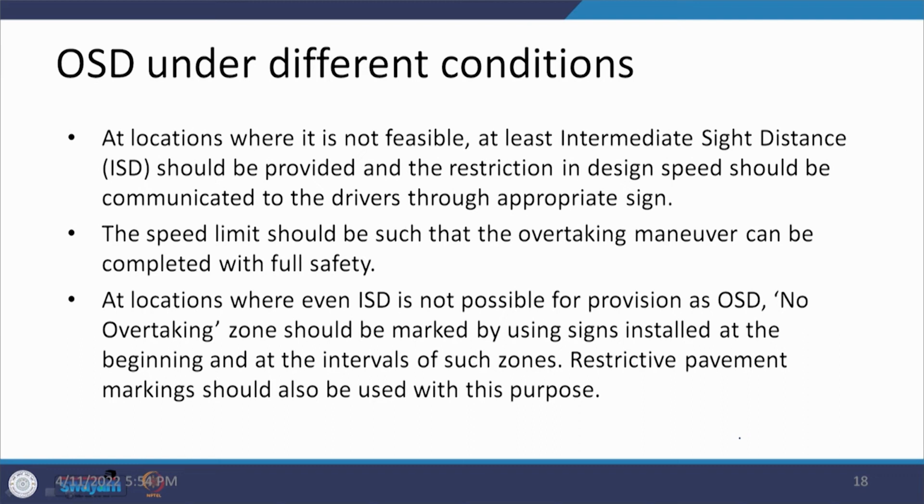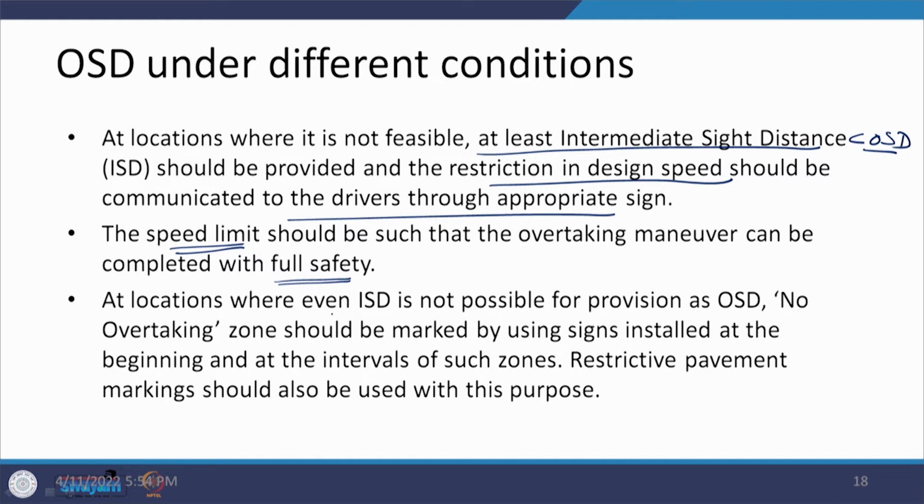But when you are not providing OSD, then what? Then one thing which we need to ensure is that at least the intermediate sight distance should be there, and because this intermediate sight distance is less than OSD, that means this is going to transform into a restriction in the design speed, and that restriction in the design speed should be communicated to the driver by way of providing the appropriate sign. And these speed limits, whatever we are going to provide, and we are saying that you can do the overtaking, then they should be such that the overtaking can be done with the complete safety. It should not create any hazardous situation.